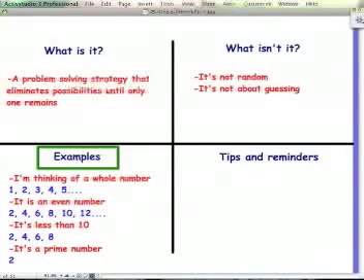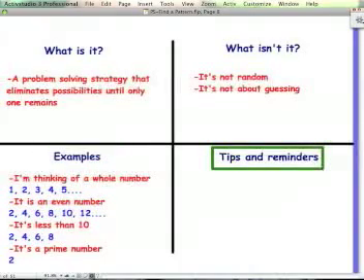I'm thinking of a whole number. Well, that could be anything like 1, 2, 3, and so on. It's an even number. Okay, well now we're narrowing it down. It could be 2, 4, 6, 8, and so on. It's less than 10. Well, now we only have 4 options, 2, 4, 6, and 8. And it's a prime number. Well, it's got to be 2.